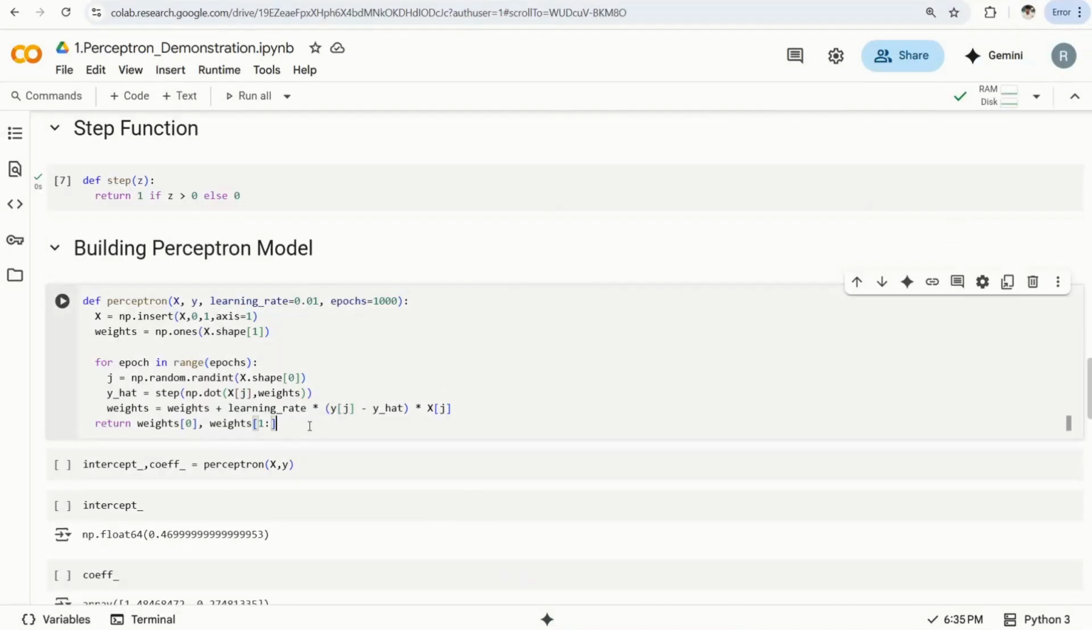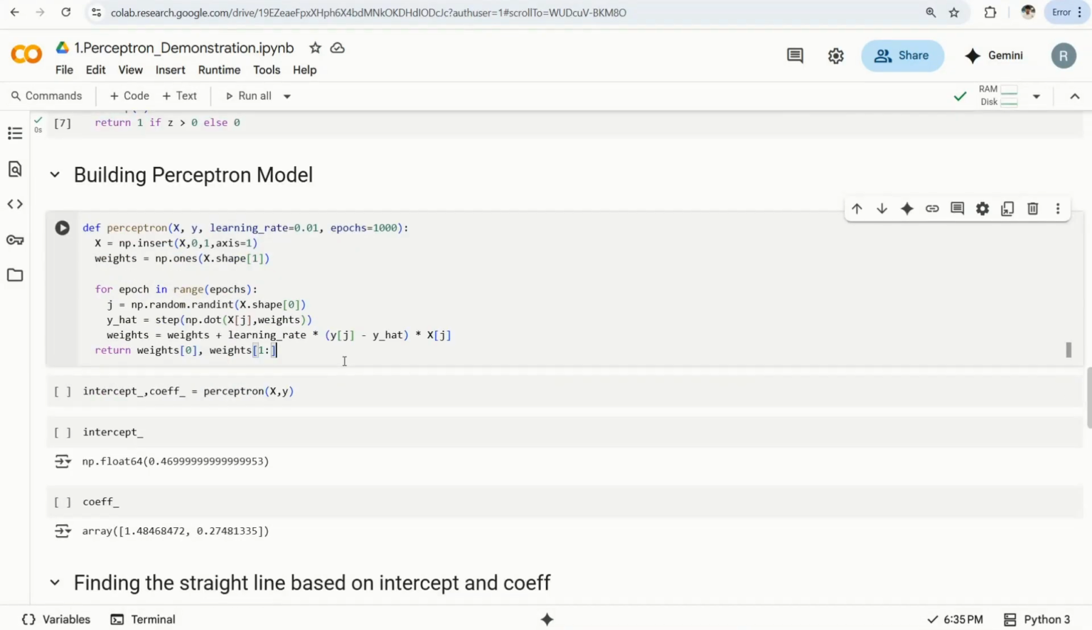Again, I'm saying you don't have to do all of this when you use a ready-made function or ready-made model. In sklearn we have a perceptron model. We don't have to do these things, but here I am trying to explain how things happen behind the scenes.